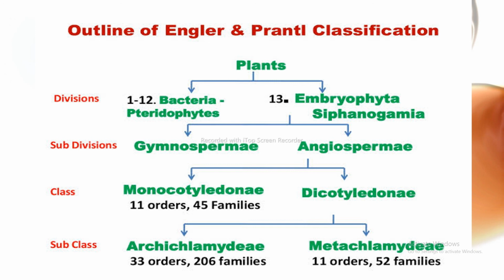So the plants are divided into two divisions. First is Bacteria or Thallophytes. Second is Embryophyta or Siphonogama. Embryophyta Siphonogama is further divided into subdivisions Gymnospermae and Angiospermae. Angiospermae is further divided into classes. Classes are Monocotyledons, which includes 11 orders and 45 families. Second is Dicotyledons, which includes subclasses Archichlamydeae, which includes 33 orders and 206 families. Next is Metachlamydeae, which includes about 11 orders and 52 families.